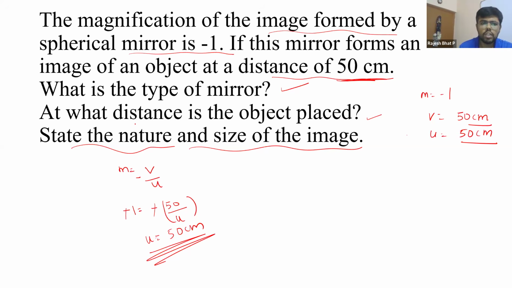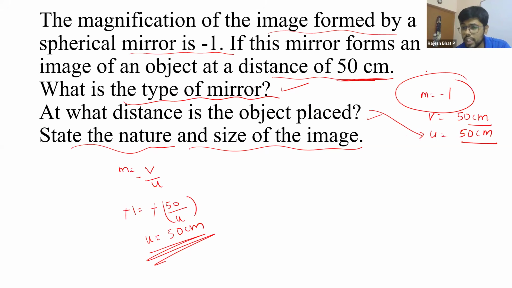Now this we got very easily. Now tell me what type of mirror it is. What is the meaning of magnification? I clearly explained. Plus or minus 1 means same size. A plane mirror is plus 1. Anything above 1 means enlarged. Anything less than 1 means diminished. So here it is the same 1, but negative 1 means it is inverted. In which mirror does inversion happen? Only in a concave mirror. In a concave mirror only you get an inverted image.